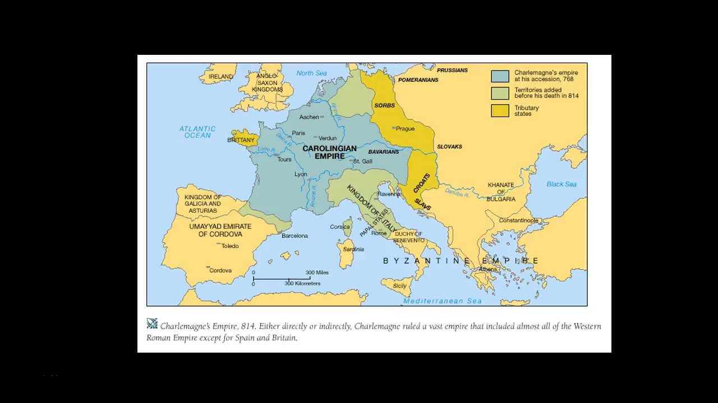So let's go ahead and take a look at a map, as we like to do. All right, so what you're looking at here is a pretty good depiction of what we're dealing with in the Carolingian period. I'm going to set you up for understanding what this map means.